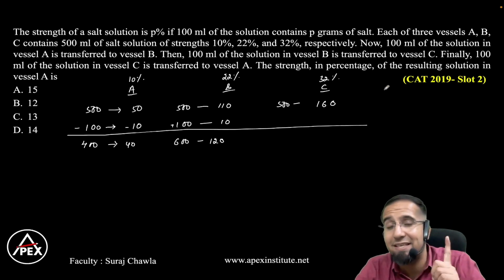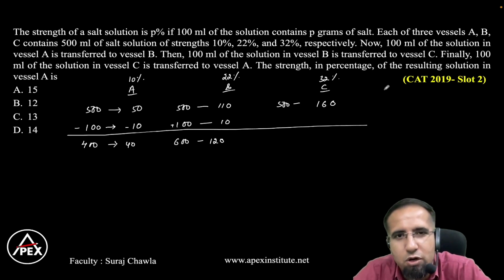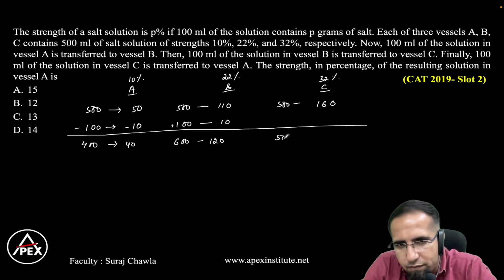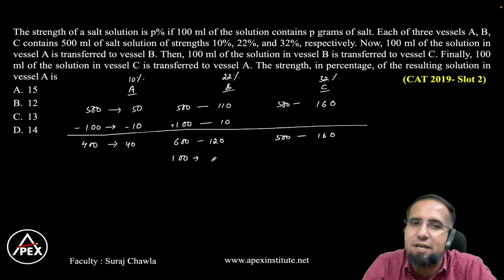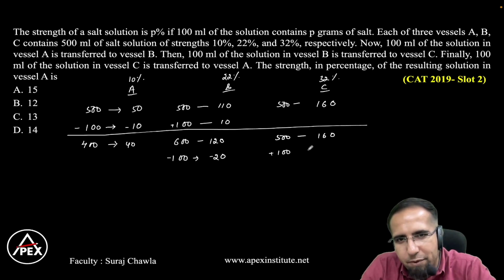Now 120 by 600, mind it, that's 20%. We'll keep that in mind. So now suddenly the salt concentration of B has become 20%. Now 100 ml of B is transferred to C. So C is as it is here, 500, and this is 160. Now if I'm taking out 100 from this solution, now this solution has 20% salt concentration. That means 20% will be removed, and that 120 will be transferred to this container.